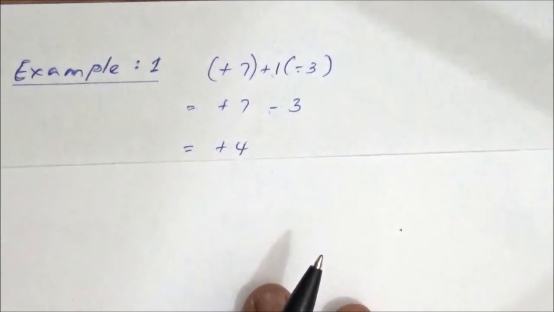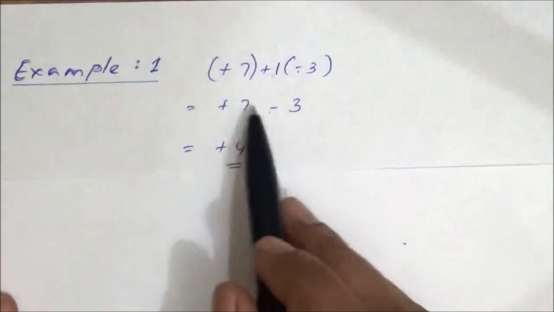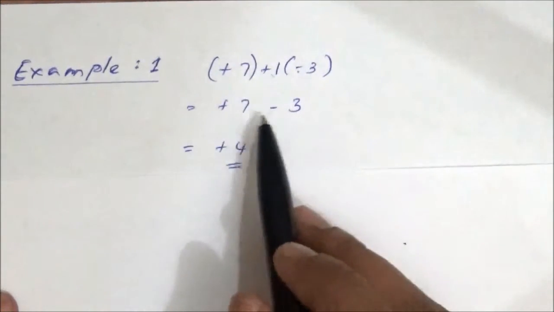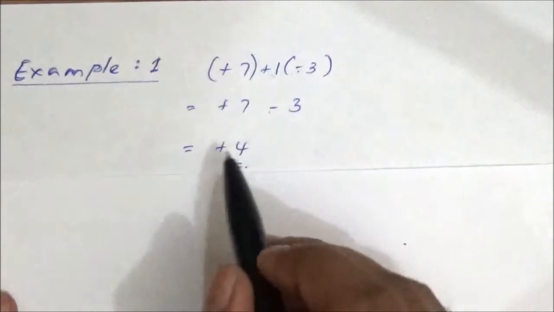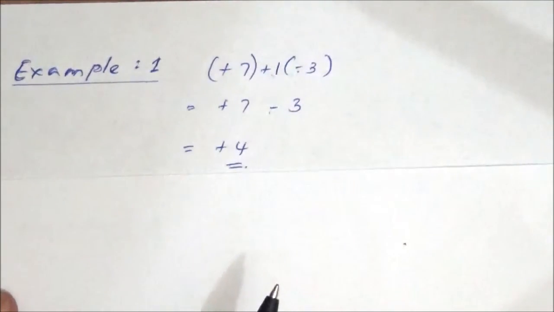Now plus 7 with minus 3 means you can't add. You have to subtract them. That means 7 with minus 3, then your final figure is going to be plus 4. What's the answer? Plus 4.